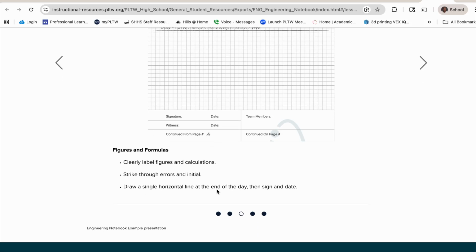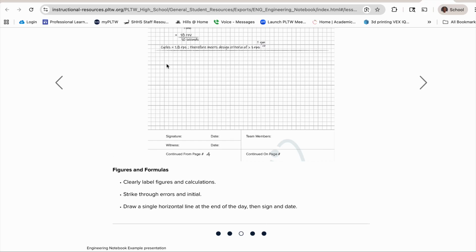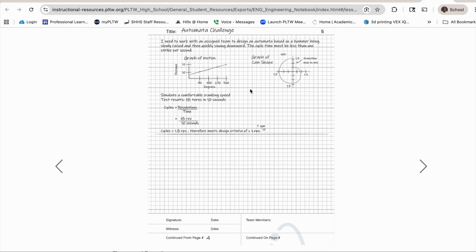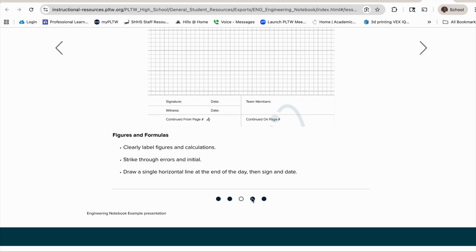If we come to the end of the day and you're not going to use the rest of the page, with only maybe a little less than half the page left, we do a single horizontal line across it and then sign and date it to show that we're not using the rest of that page. But we won't waste that whole page for only one little entry.